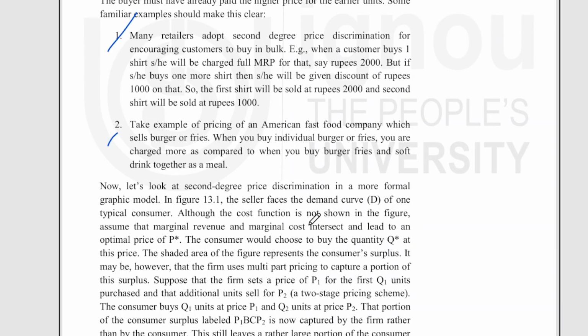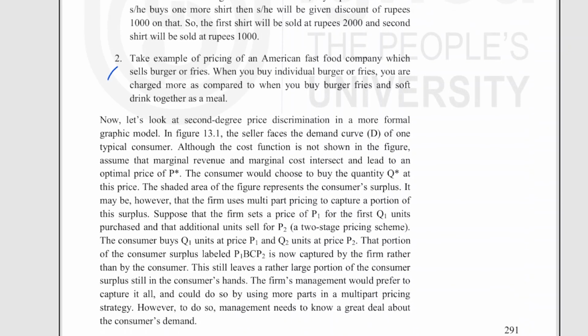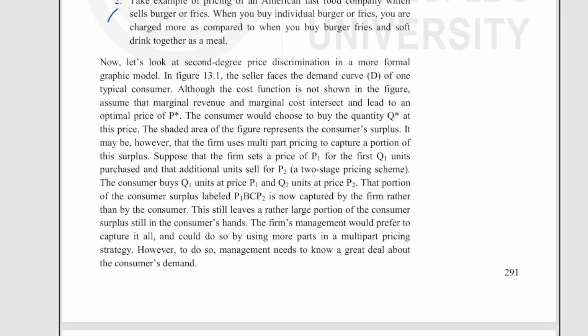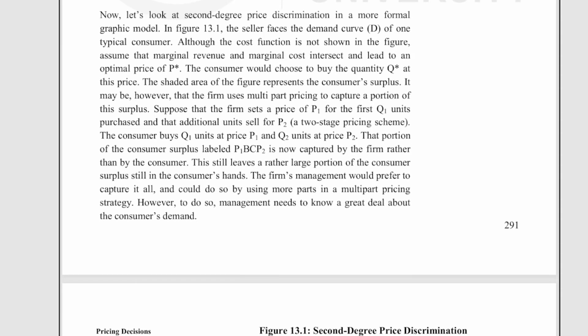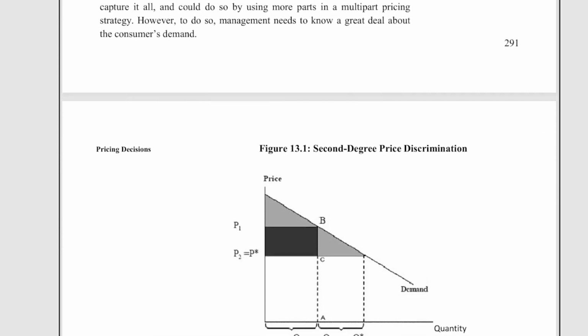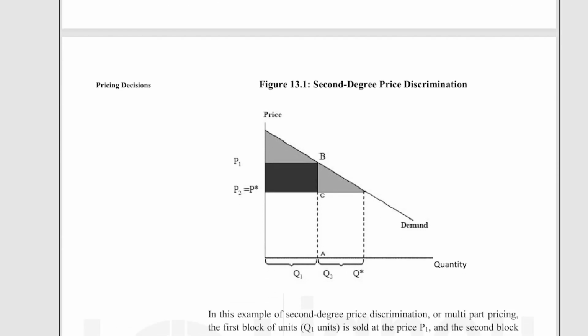And now let's look at second degree price discrimination in a more formal graphic model. In figure 13.1, the seller faces the demand curve D of one typical consumer. And so this is second degree price discrimination. So this is demand, quantity is here and price is here.